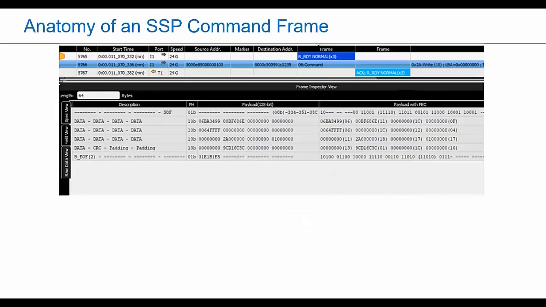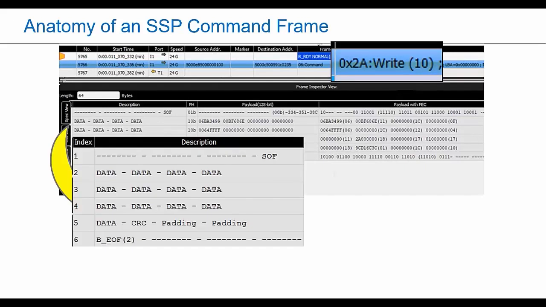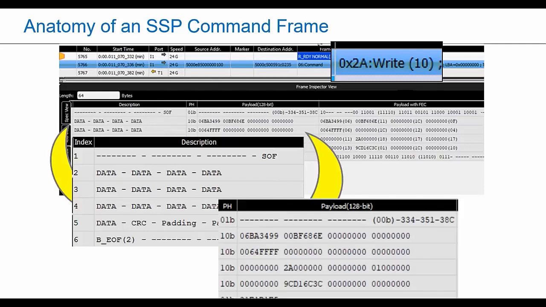Okay, for a complete picture, we should also quickly review a typical SSP frame. This is a write 10. In this column, we decode the field names like we looked at earlier. Then next to that is the payload, which we show in the raw 128-bit format. Each SPL segment is going to appear on a separate line, so you can see how we decode everything.